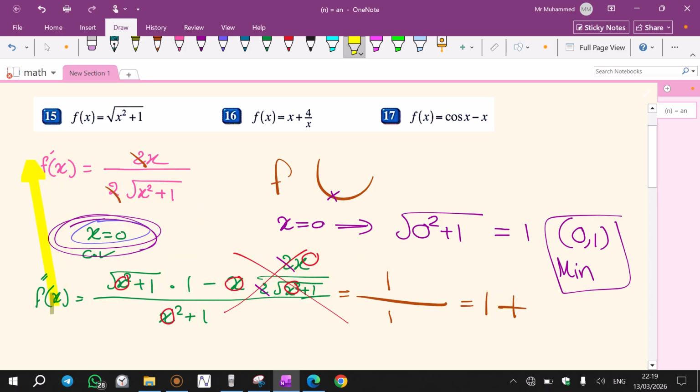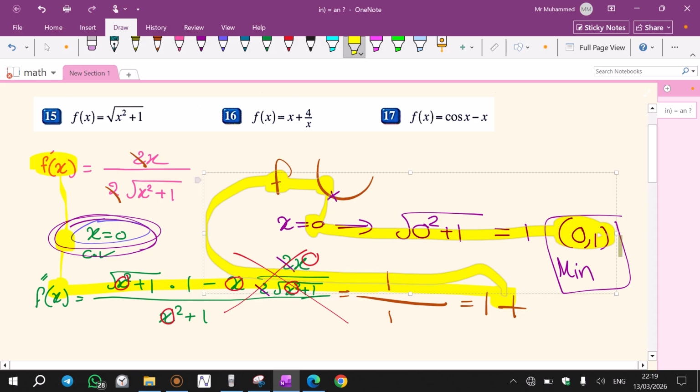Now we know f is concave. If f is concave, make the critical value a point. Finally, the point 0, 1 is minimum. Easy stuff.